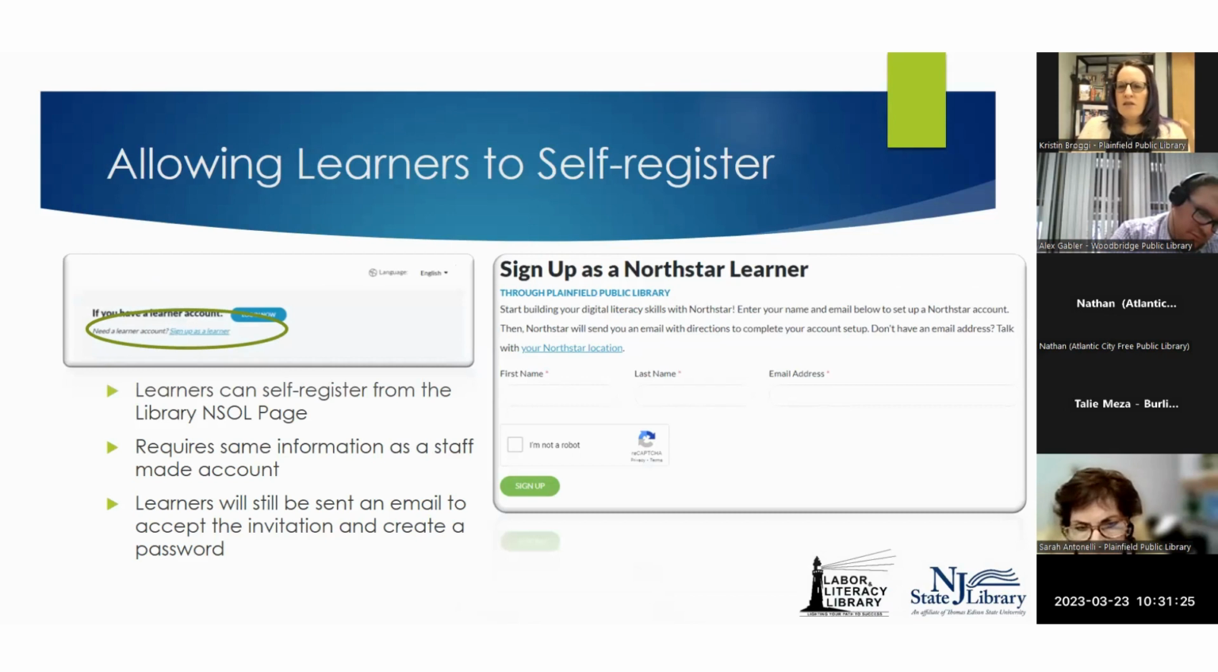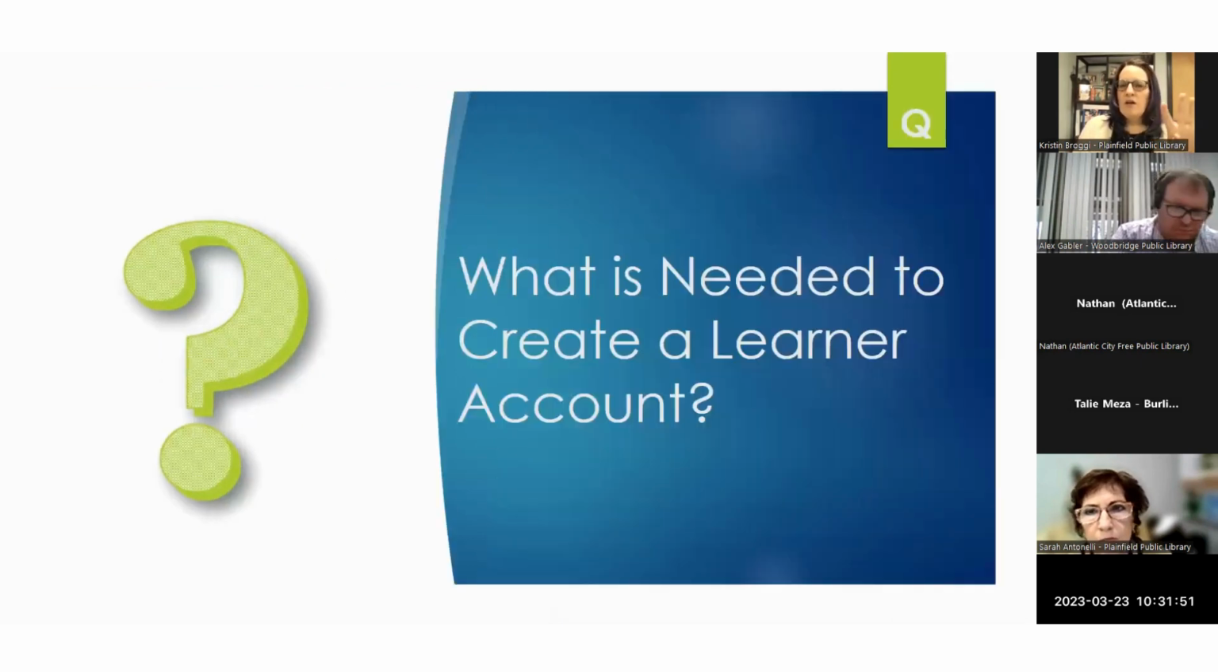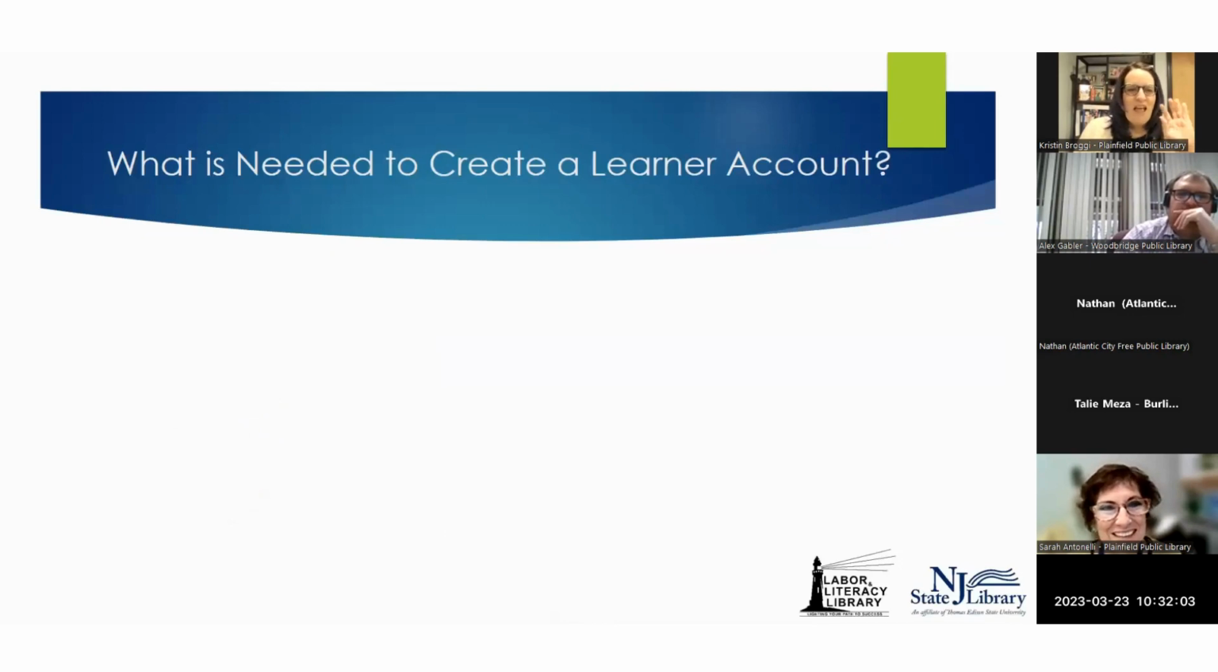If we turn on the letting learners create their own account, it will allow them to self-register. They're still going to fill in all of the same information that I'm going to show you in a minute, and then they'll get an email, they'll accept it, and then they'll create their password. I'm going to show you all as staff how to create a learner account. So to create a learner account, you need 4 things. And I'm not going to make you guess because we're going to get kicked out in a moment. So I'm going to keep moving forward through this. I'm sorry. All right. The 4 things you need to create a learner account.